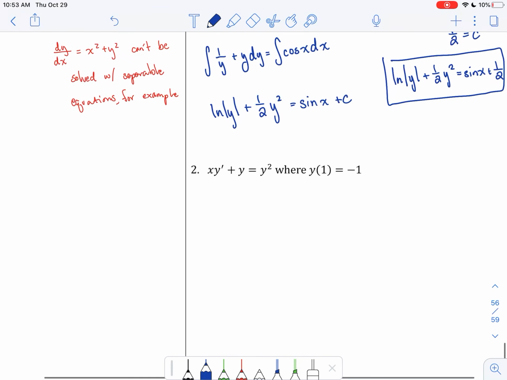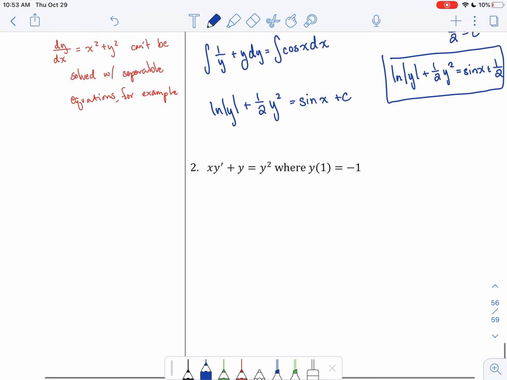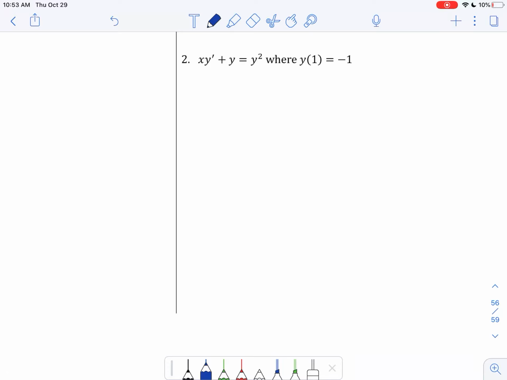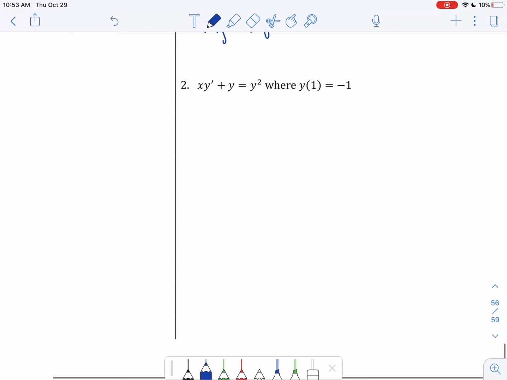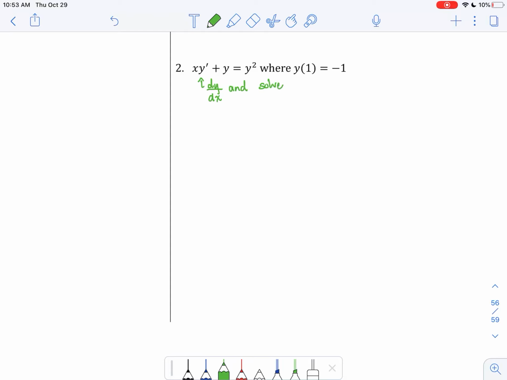Now, when we look at number 2, this one's a little bit harder because we have our added terms, so we're going to have to do some factoring, and we are going to want to rewrite our y prime. So the first thing that we're going to do is set it up the way that we saw it before. So we want to rewrite this as dy dx and solve for the derivative.